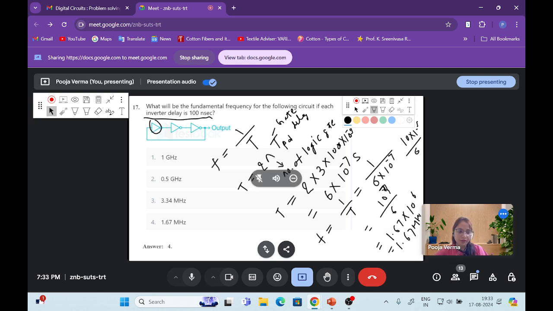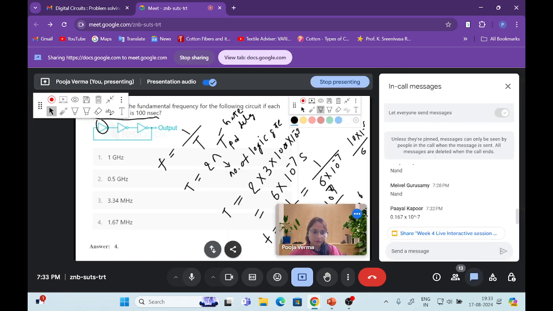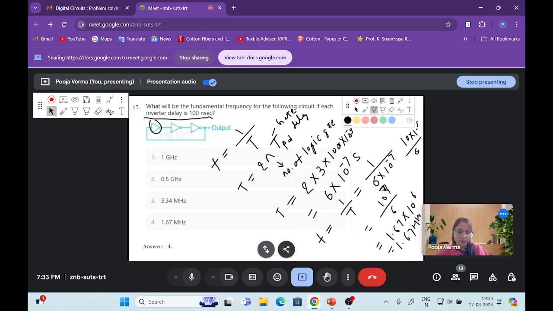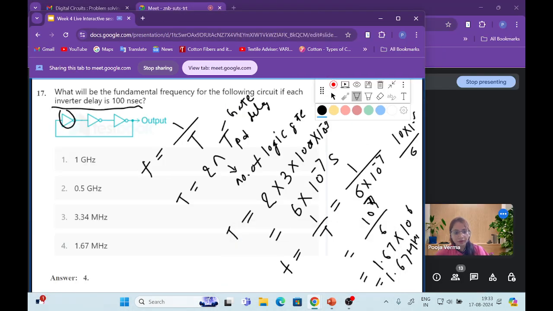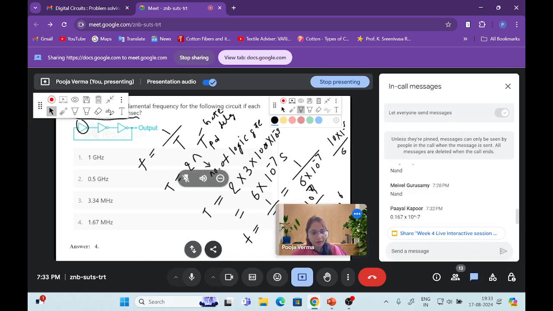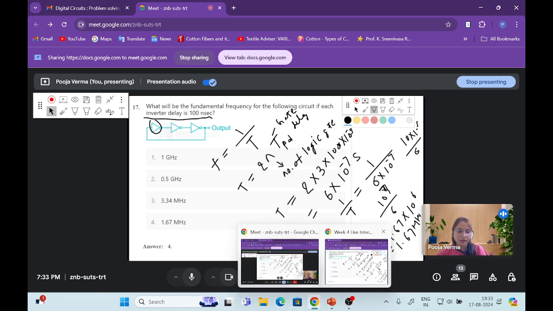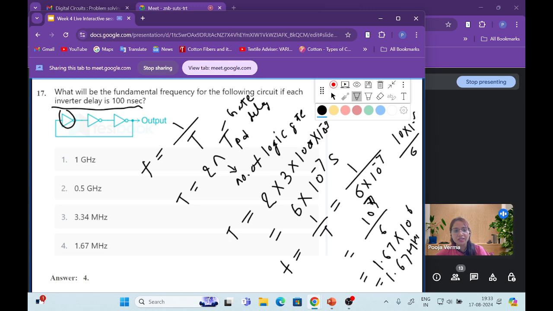Already we know that. Yeah. It's not minus 7, it will be plus 7. If it will go up, so plus minus will be plus, right? So 1.67 megahertz.